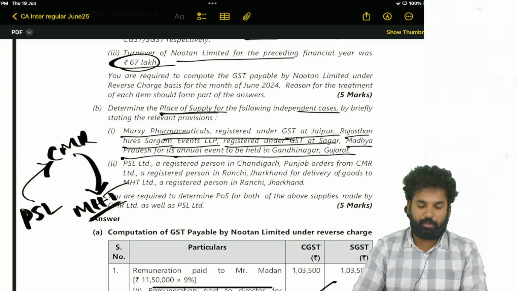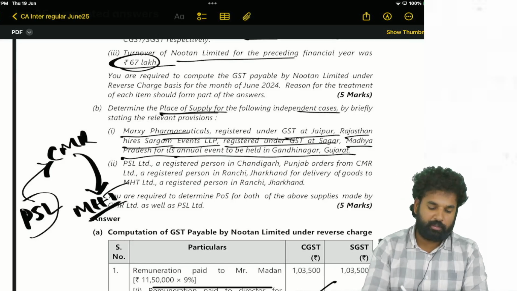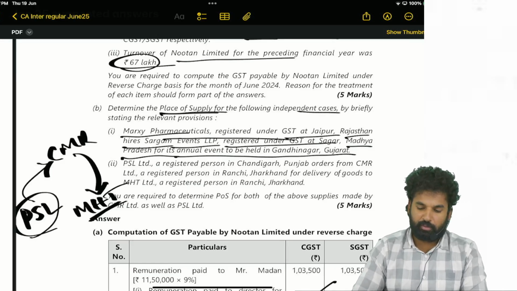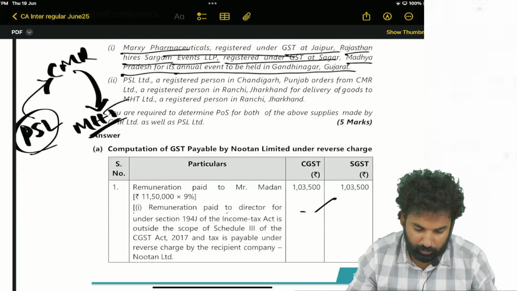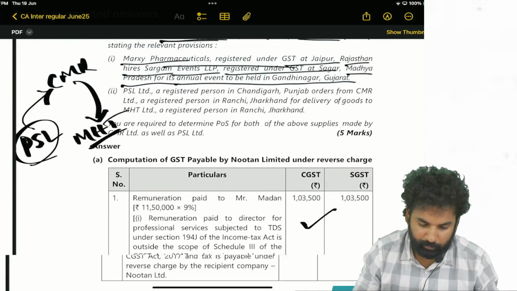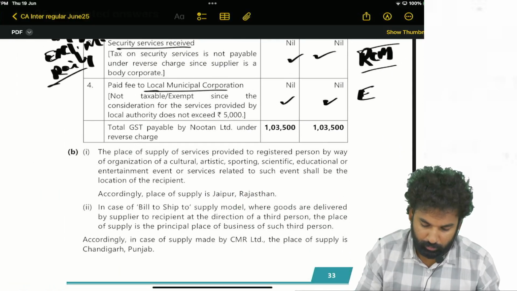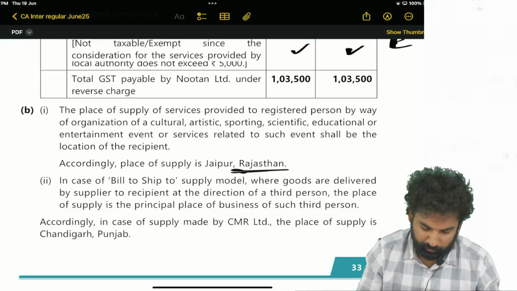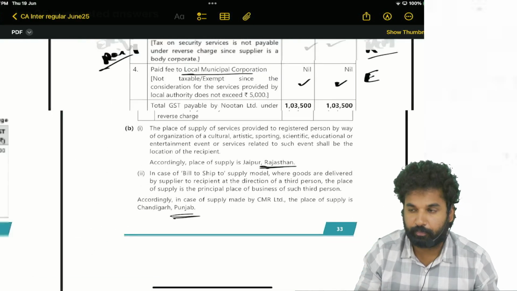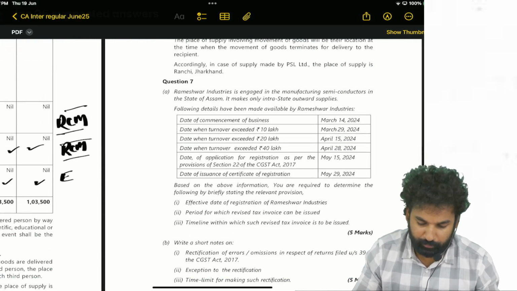Okay, what is the place of supply? Place of PSL. What is the place? Punjab. Okay, we'll see. First case it is Rajasthan. Okay, first case Rajasthan, second case it is Punjab. Right, next.